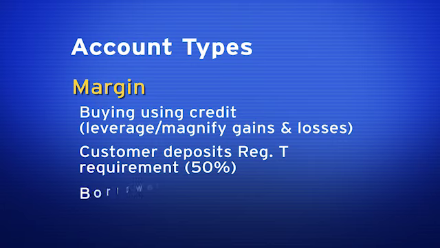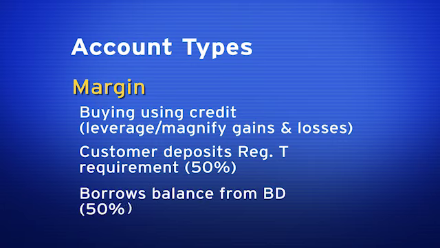They could borrow the other 50% of the purchase price from the broker-dealer. So if I buy $10,000 worth of stock on margin, I would have to deposit $5,000. I could borrow the remaining $5,000 from my broker-dealer.